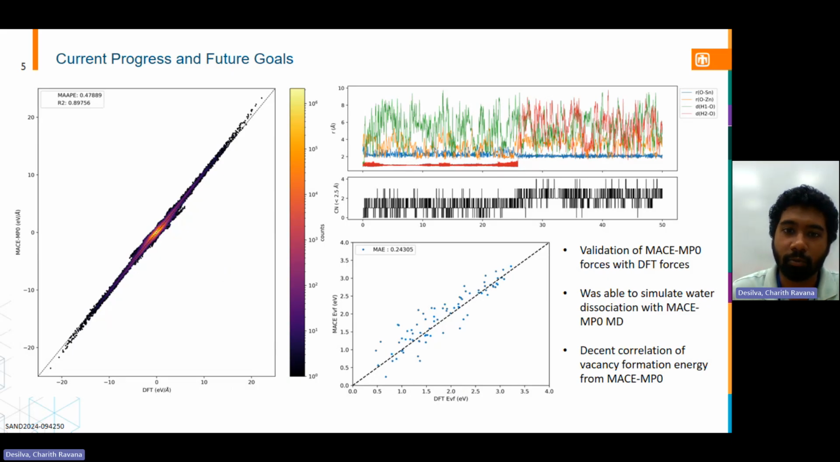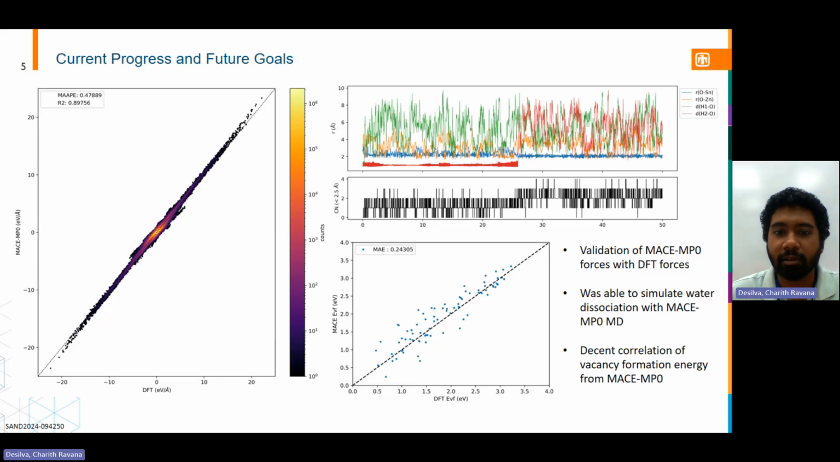And then on the top right, what we have also done is use some very simple molecular dynamics, and we're able to simulate water dissociation with MACE-MP-0 in our liquid metal system and show that it is possible with this machine-learned interatomic potential.